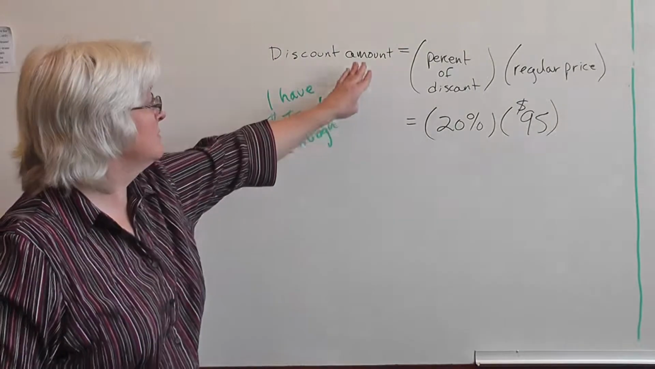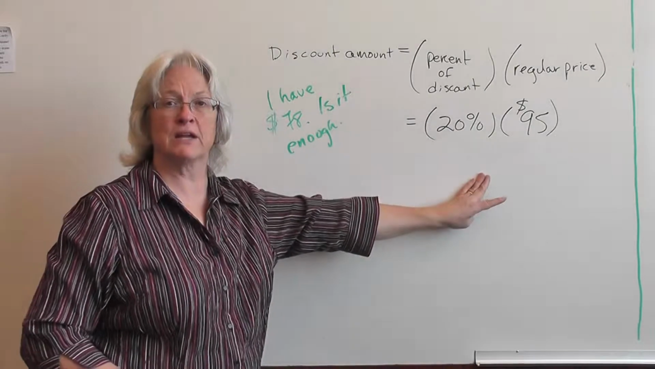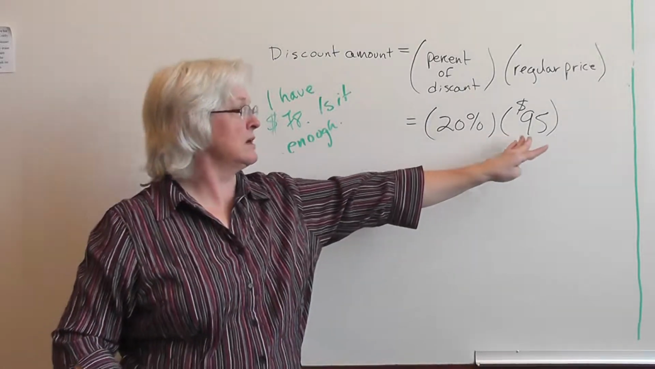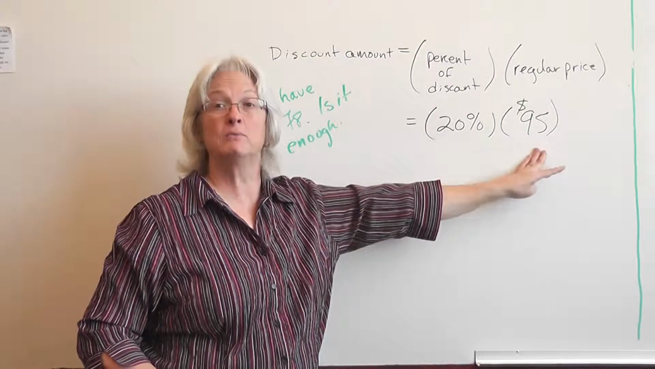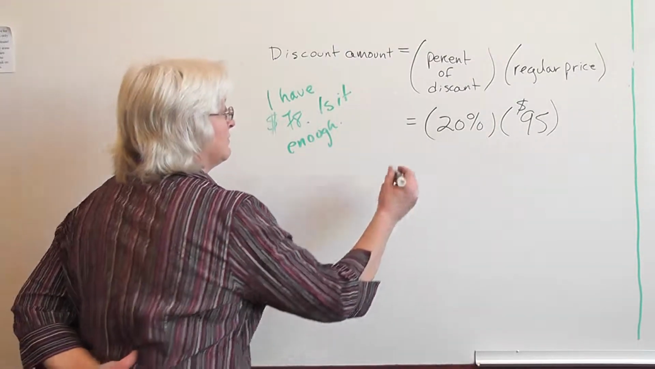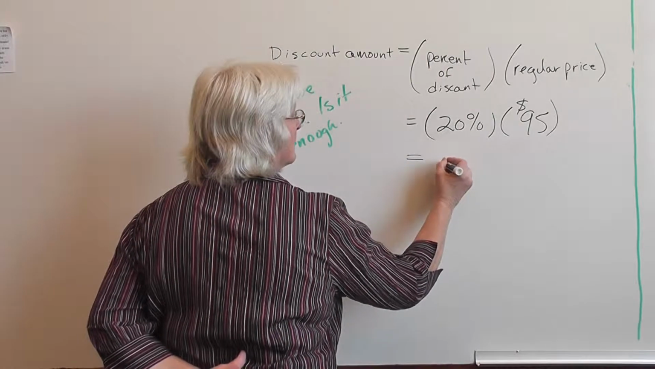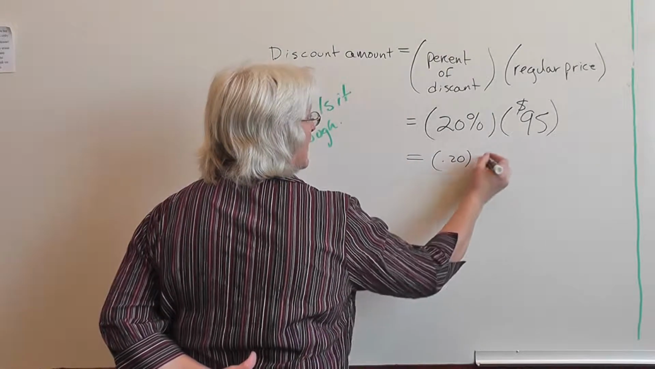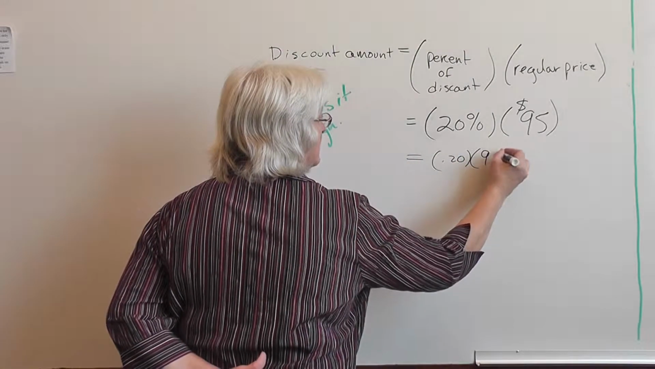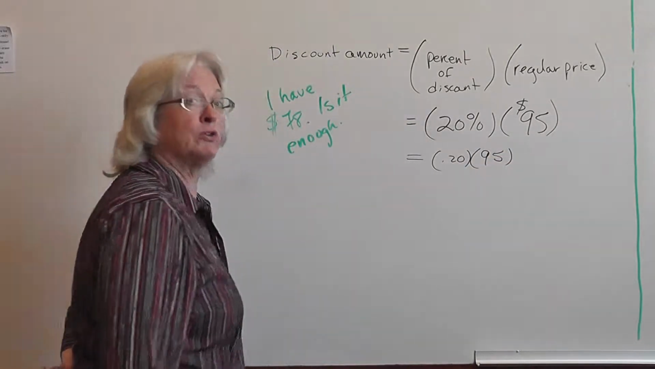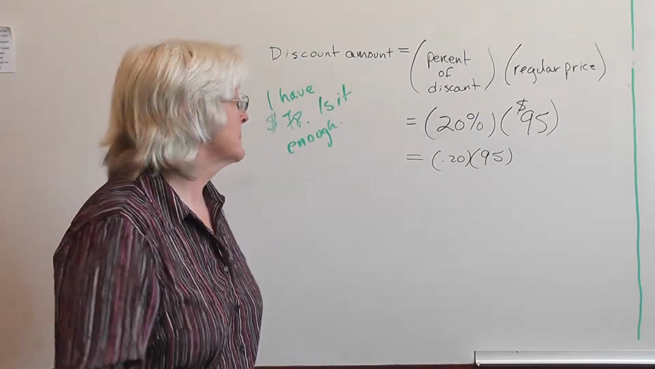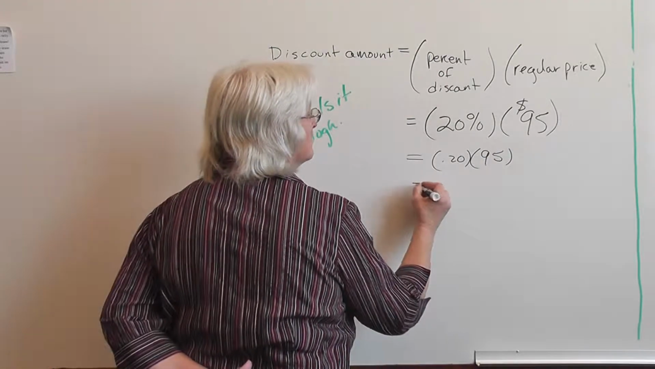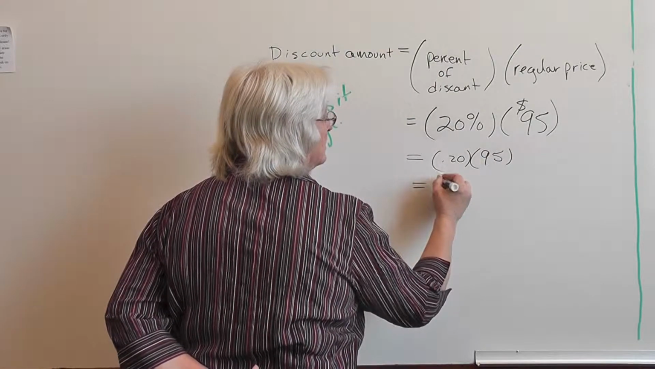Well, the amount of the discount is 20% times the original amount of $95. You're going to convert that percentage into a decimal, and when you multiply that out, that's going to be 2 times 9 is 18, 19. This is going to be equal to $19.